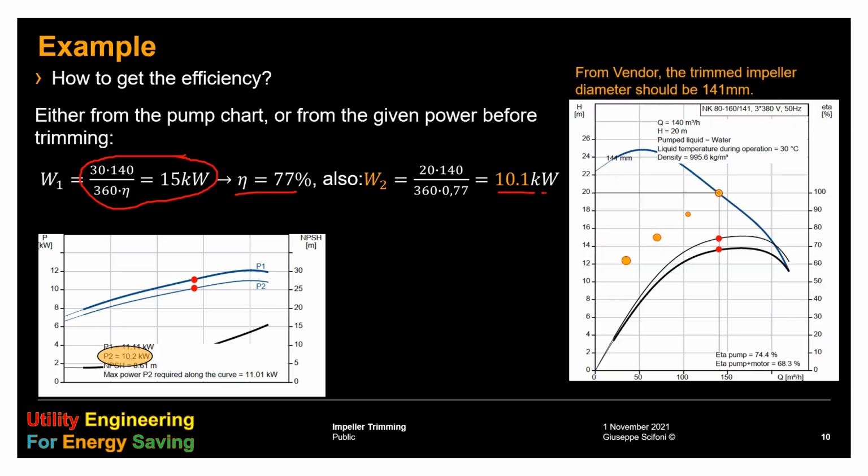The trim diameter, the real one, is actually 141 mm instead, so we have a bigger deviation of a few millimeters. And the reason lies in the approximation, because the pump parabola is actually shifted about 50 cubic meters per hour on the right side. So this will be the vertex of the curve, and therefore a more precise curve function should have been used.